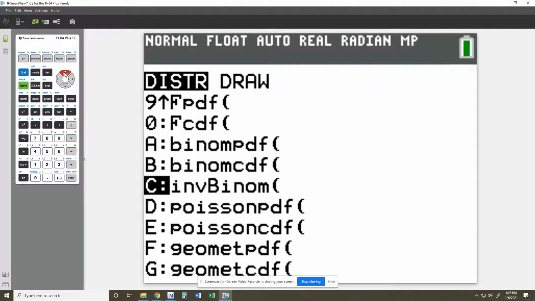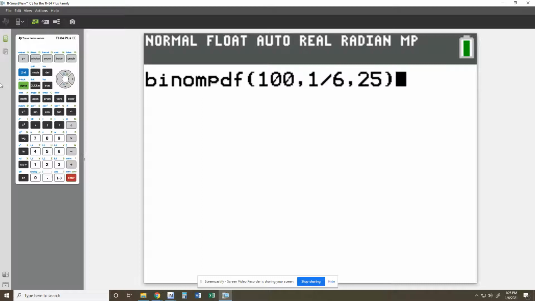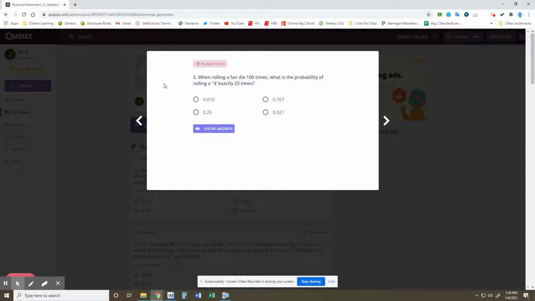Binomial PDF, 100 trials. There's a 1 in 6 chance of getting that 4, and they want exactly 25 successes. Write that down to show my work. That's what I ended up calculating in the calculator, 0.009, which technically rounds up to 0.01. There it is right there.